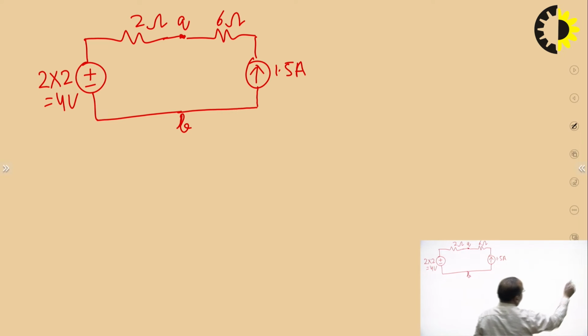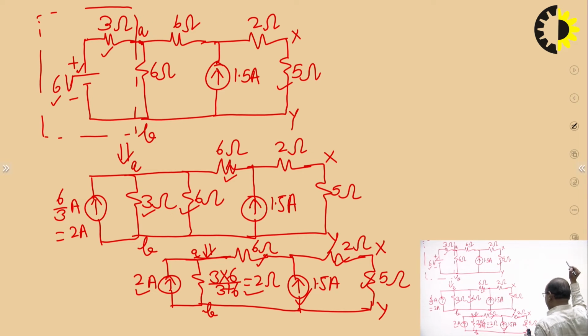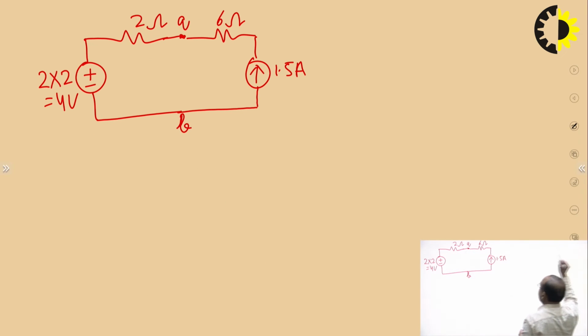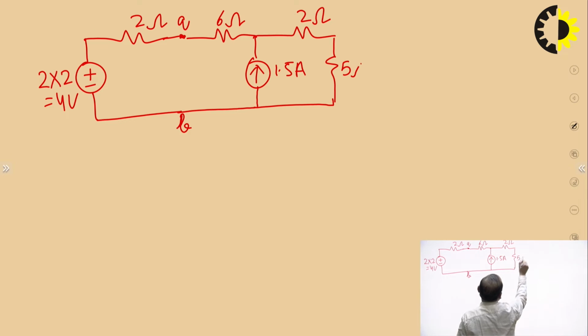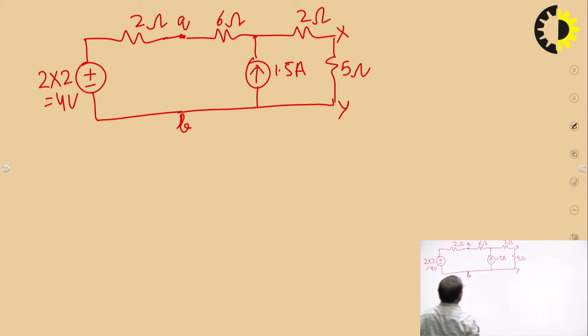Six ohm, 1.5 ampere, and 2 ohm and 5 ohm. These terminals are X and Y. So, now in this circuit, this 4 volt voltage source has a series resistance of 2 ohm and 6 ohm with it.